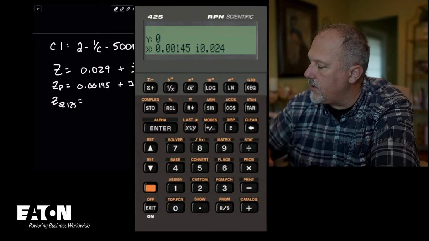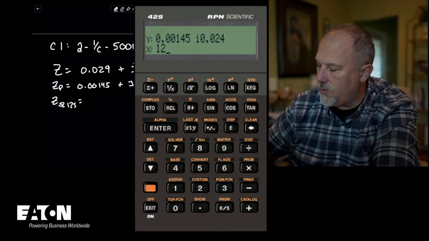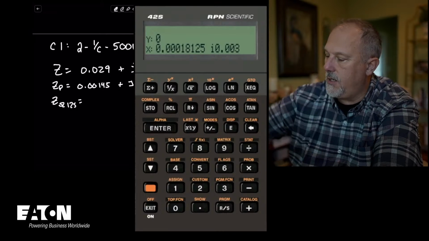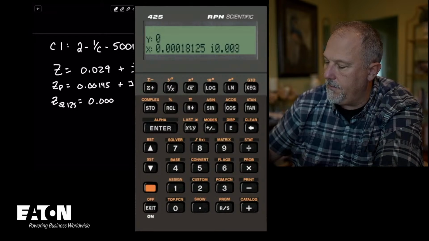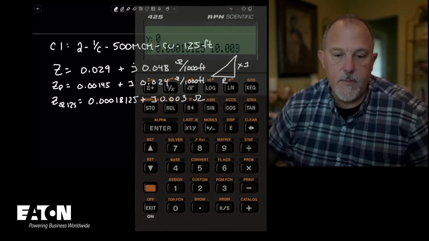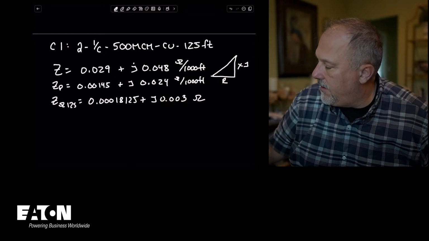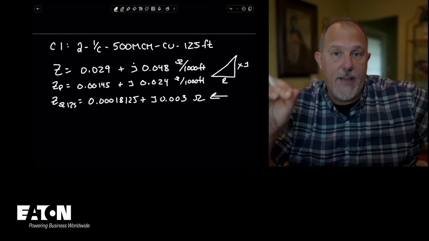I am going to multiply this by 125 feet and divide by 1,000 feet. 125 times 1,123 divide. So my answer is 0.00018125 plus J 0.003 ohms. All right? So that's my ohms. So that is a real ohmic value.